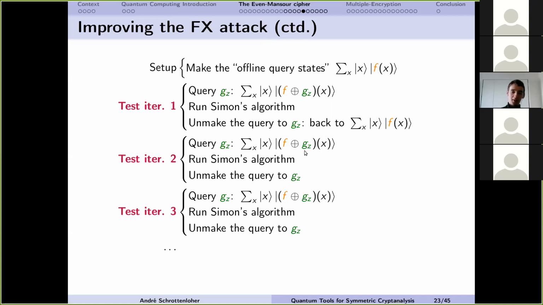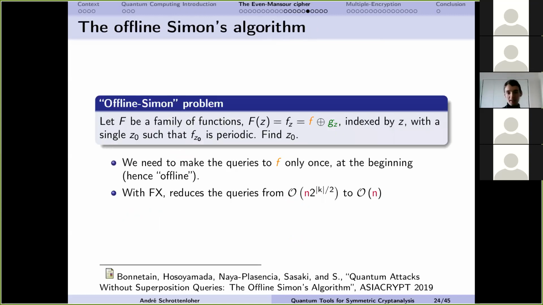We only have to make the queries to jz, something that is only dependent on our guess anyway. So instead of making n times the number of iterates queries to the cipher, to the FX construction, we make only n queries. We make the queries once, and afterwards, all the Grover search is about finding a good guess.